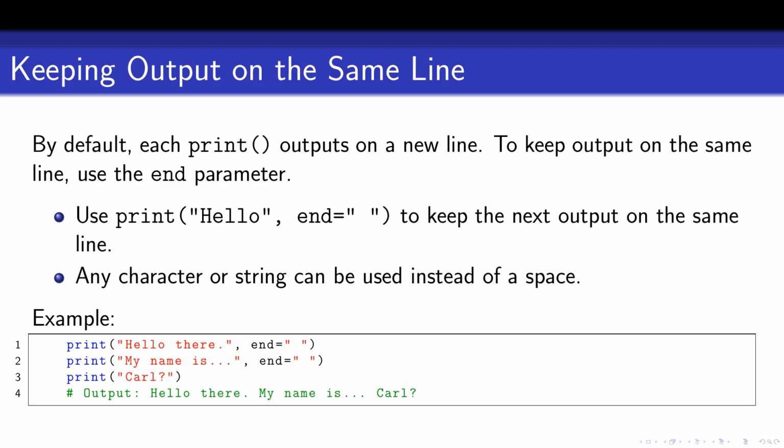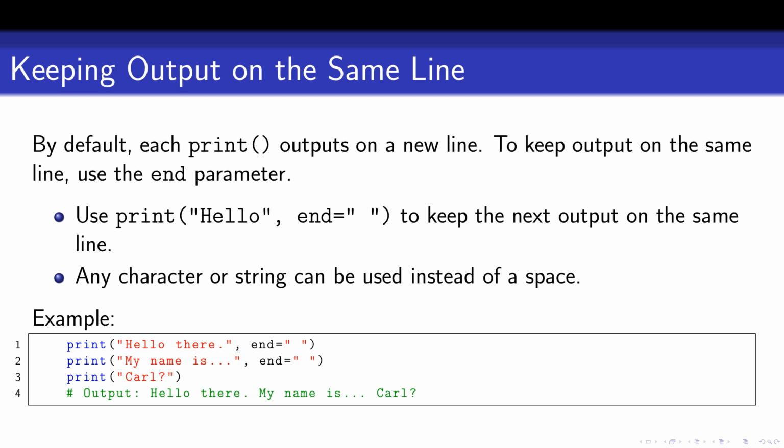By default, Python's print function adds a new line after each line of output. That means if you call print 3 times, you get 3 separate lines. But sometimes, we want to keep printing on the same line. That's where the end parameter comes in.